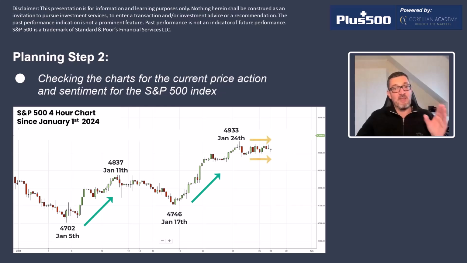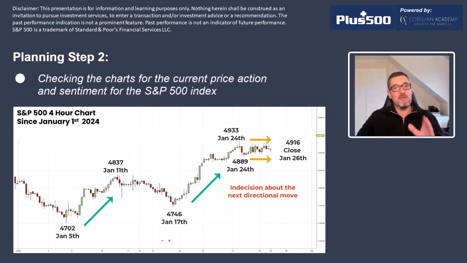However, since then, there was some sideways price action between 4,889 and 4,933 into the end of the week on Friday, 26th of January. And this reflects some indecision about the next directional move for the index in the week ahead. And it closed on Friday at 4,916, right in the middle of that 3-day range.